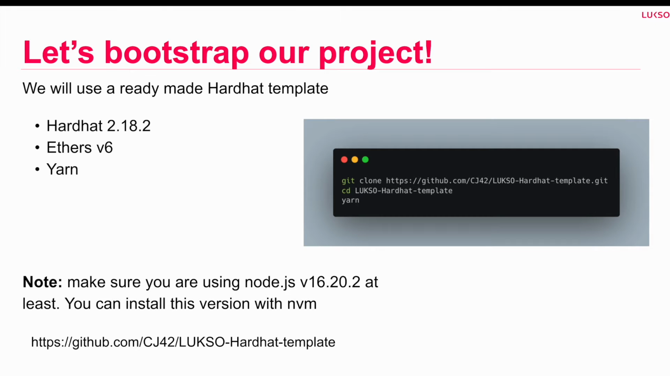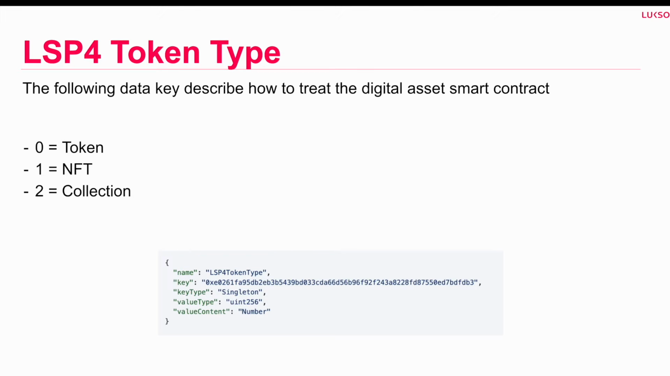So to get started, we are going to use a template that I've created that uses the latest versions of Hardhat and Ethers at the current time, and so you can run the following instructions to clone the repository and install all the dependencies. And you need to make sure that you have this version of Node.js. And if you don't, you can just update your Node version using NVM. Okay, so let's get started.